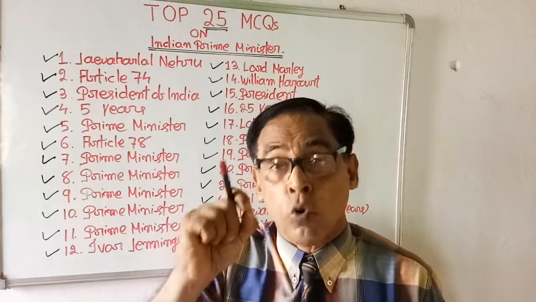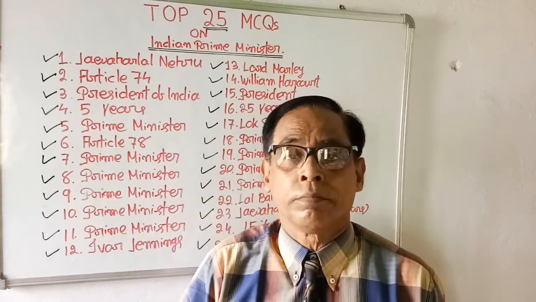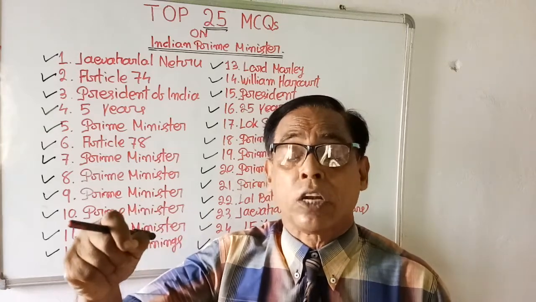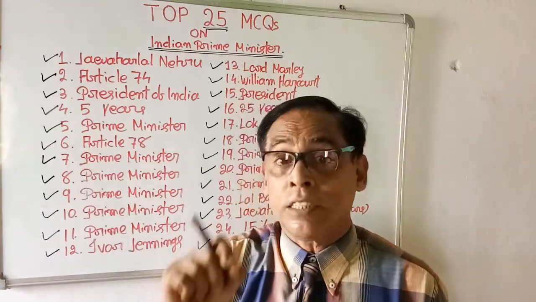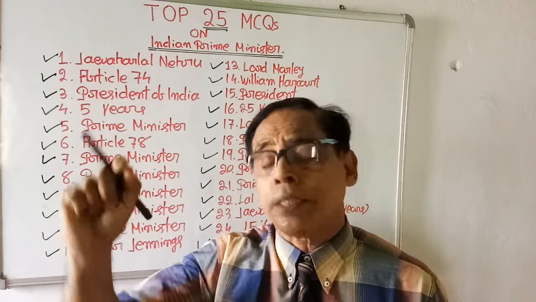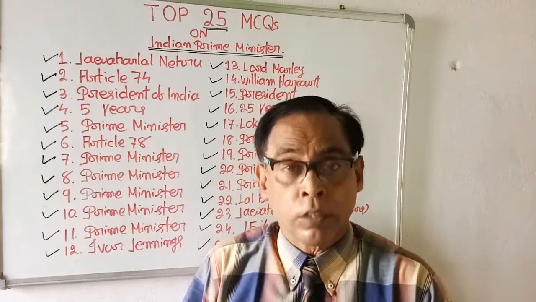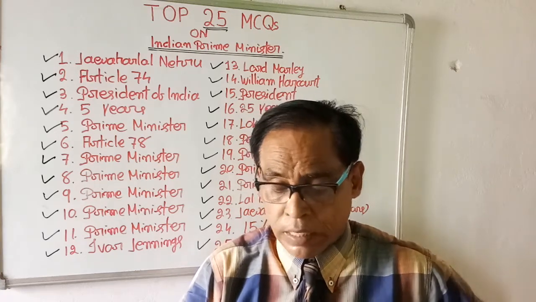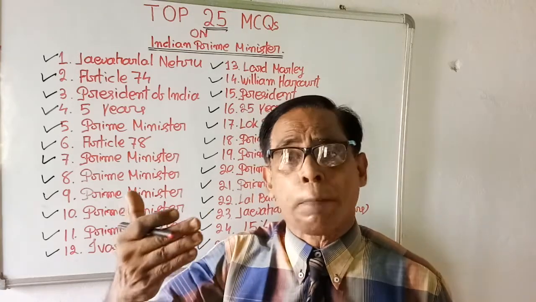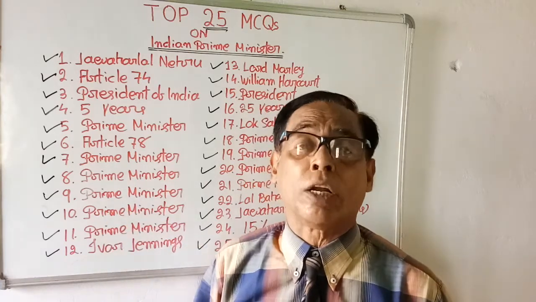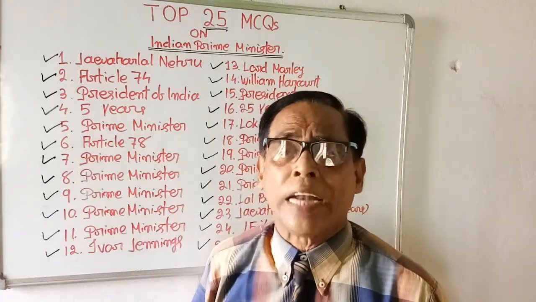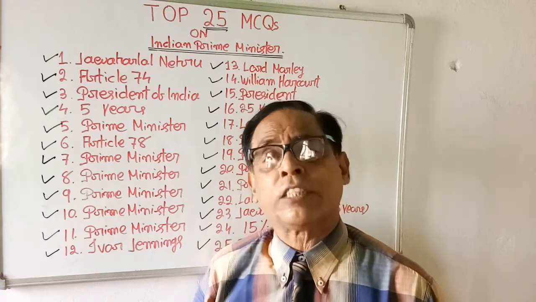The question is, which article speaks that the Prime Minister intimates the decision of the Council of Ministers to the President? Options are 74, 75, 77, 78. The right answer is Article 78. Article 78 of our Constitution says it is the duty of the Prime Minister to intimate the decision of the Council of Ministers to the President. He is the link. The Prime Minister is the link between the Council of Ministers and the President. Okay, very good. So we have completed the 6 questions.